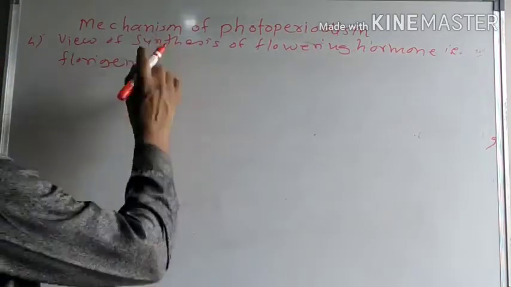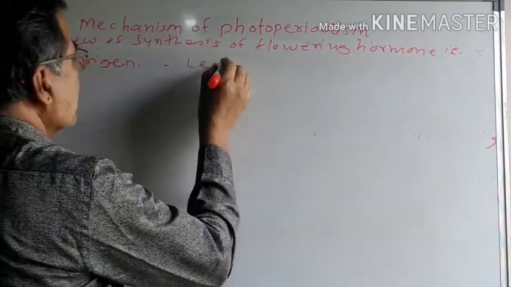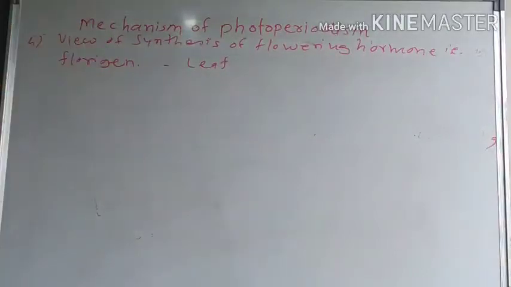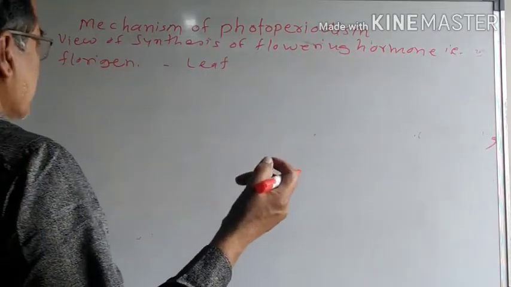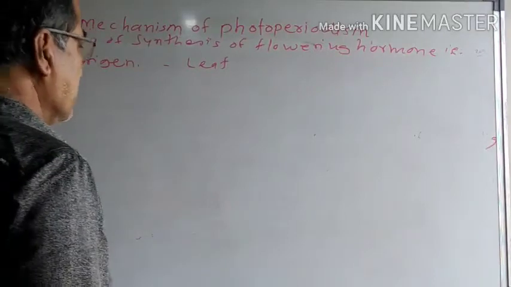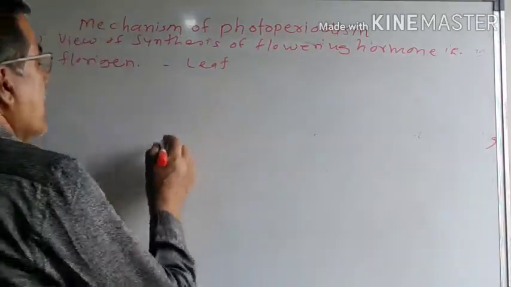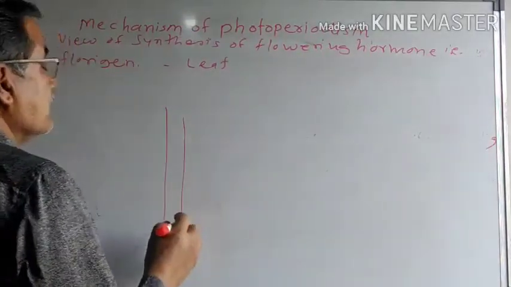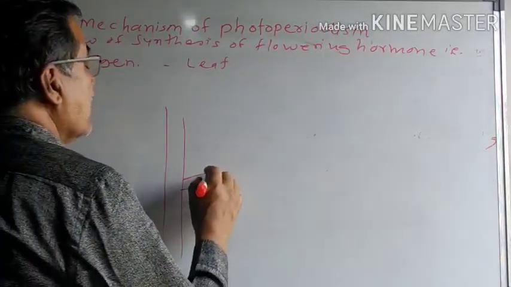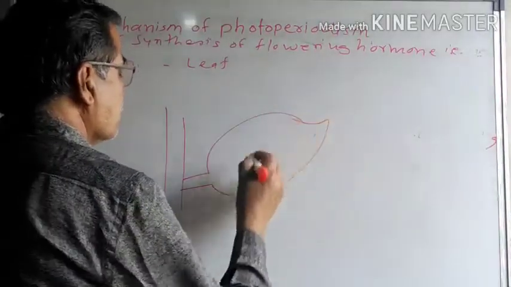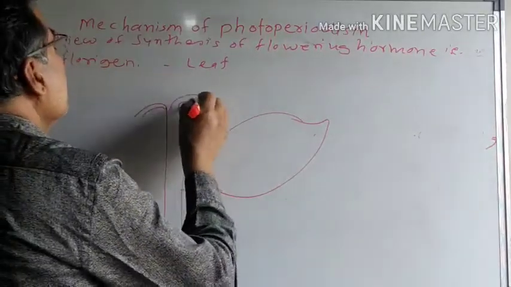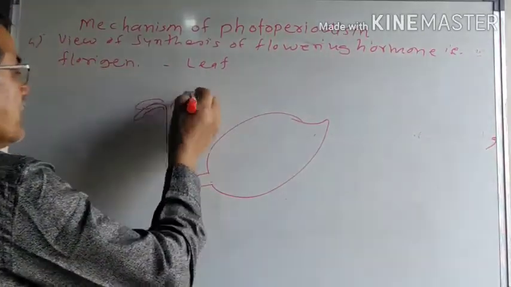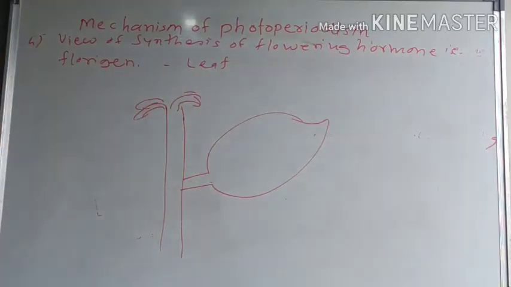Here, the leaf is considered the most important part of the plant because leaves are directly exposed to sunlight, and therefore flowering takes place. Here, a single twig which has leaves is considered: a tender twig with emerging leaves, that is, matured leaves, are taken here.